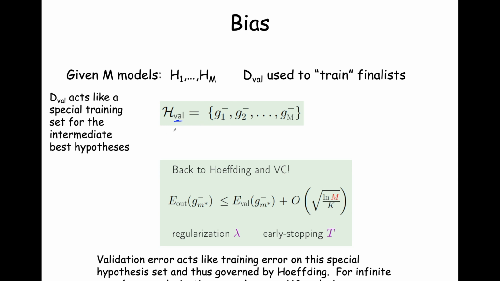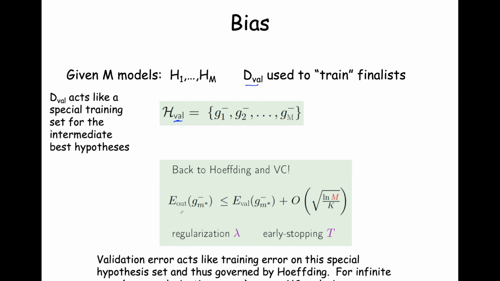So given that we take DVAL and we run that DVAL through our hypothesis set, evaluating each one of these hypotheses, G1 minus through GM minus, and we use it as the basis of selecting the best performer from these M many suboptimal functions, that looks a lot like training, and it kind of is. So you're using this DVAL to effectively train these finalists from these hypothesis sets, these final suboptimal best hypotheses. And so as such, it looks like training, and treating it like training, certainly Hoeffding's inequality applies.